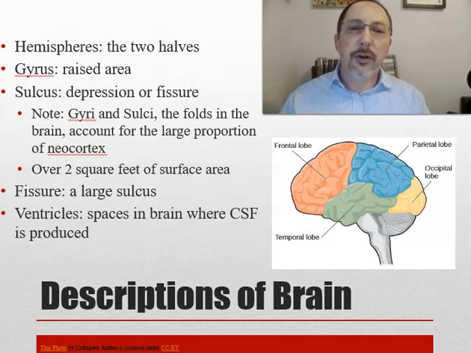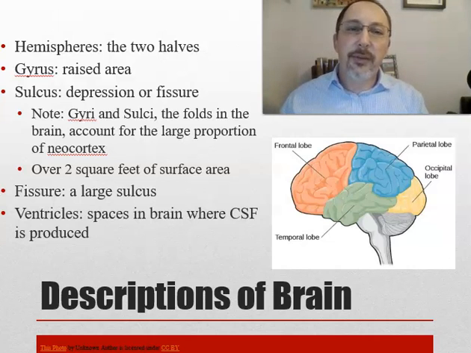A fissure is a large sulcus, and the space between the frontal and temporal lobe is called the Sylvian fissure. It's a very deep sulcus that delineates between those structures, and if you were to pull that back, you would actually see the insula inside, under there.